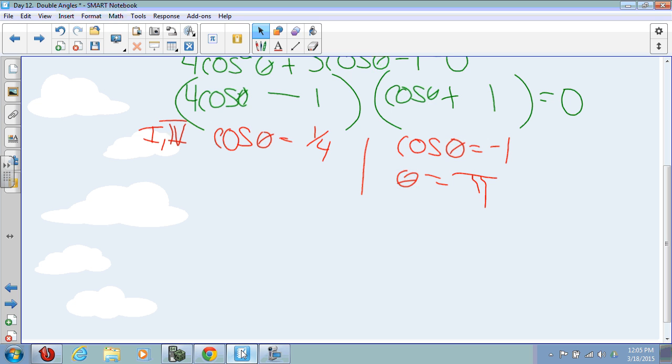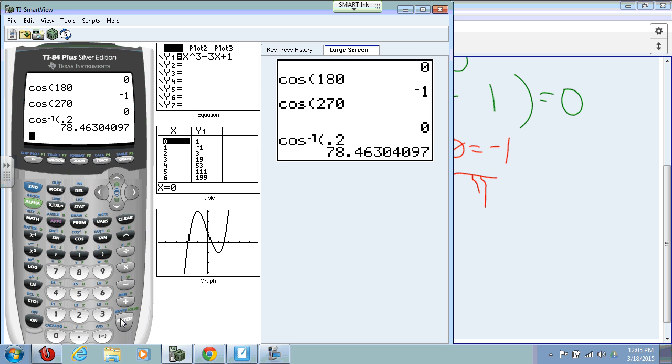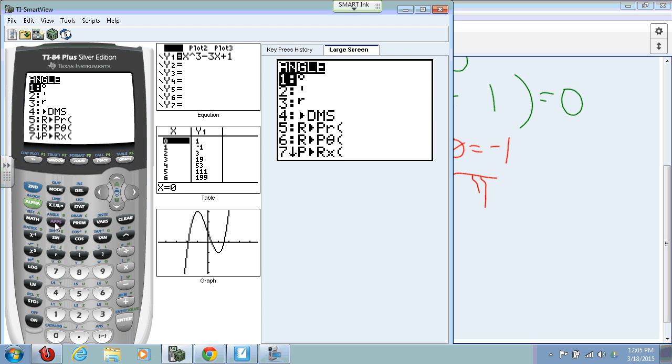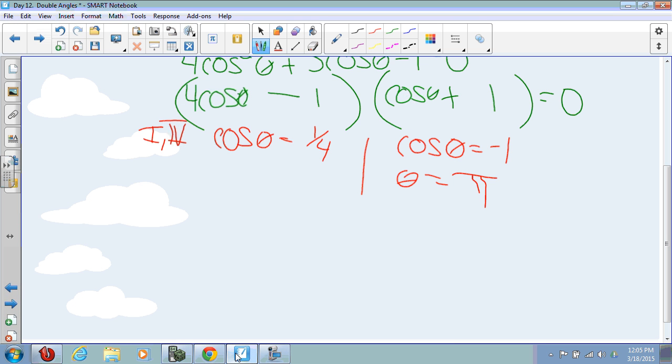So now let's go to the other side. Here we're in quadrants 1 and 4. So I'm going to go second cosine 0.25. What about those nasty decimals? So I'm going to take the second angle. It's still nasty. In degrees, that's 78 degrees, 27 minutes. So you know what? Let's go to the nearest degree, just to make life easy for us. So our answer is going to be 78 degrees.